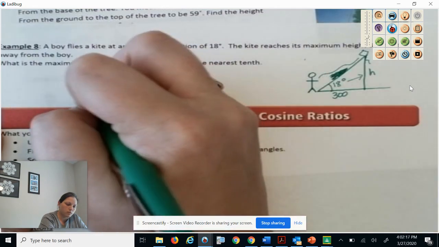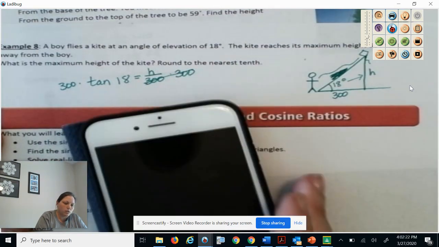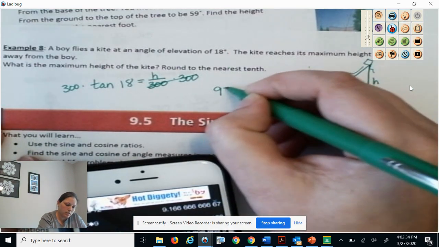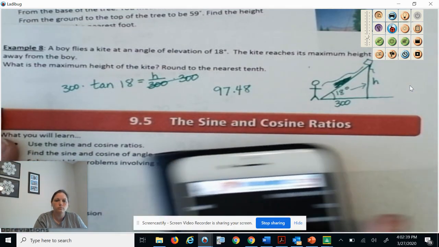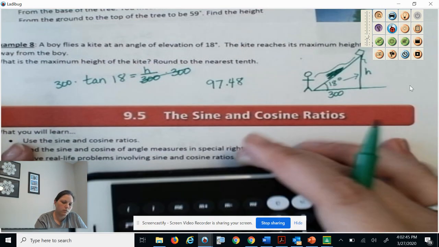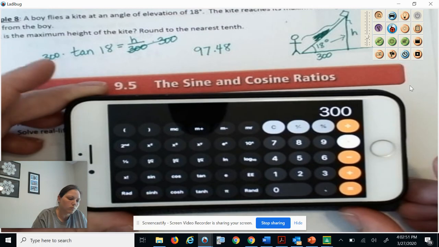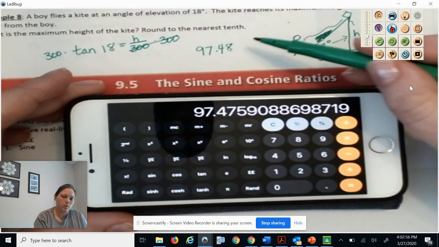So we cancel the denominator by multiplying, and we put that in the calculator. 300 times tangent 18. We get 97.475, which rounds to 98. Using your other calculator, if you choose to use it, you do 300 times 18 tangent equals. There's your same answer.